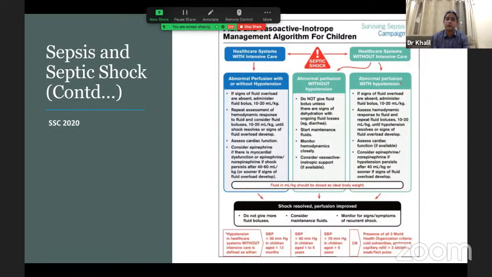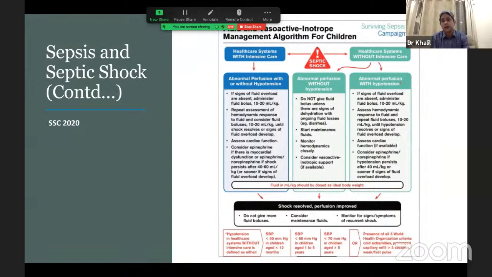If signs of fluid overload are absent, and by signs of fluid overload I mean you have to look for the liver span and auscultate the lung bases for crepitations, then if you have a child with no signs of fluid overload, administer a fluid bolus of 10 to 20 ml per kg. Again, what is the duration? Most of us have the habit that when a child is hypotensive, we tend to push very rapidly.